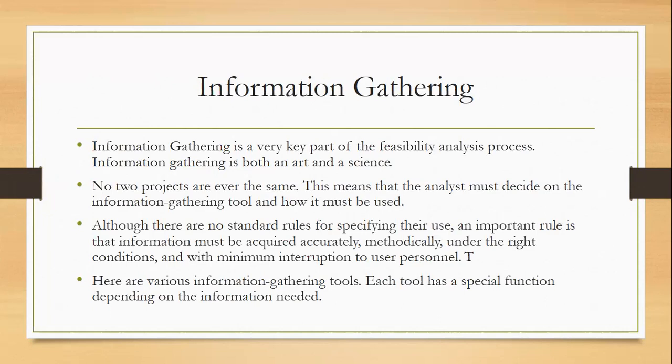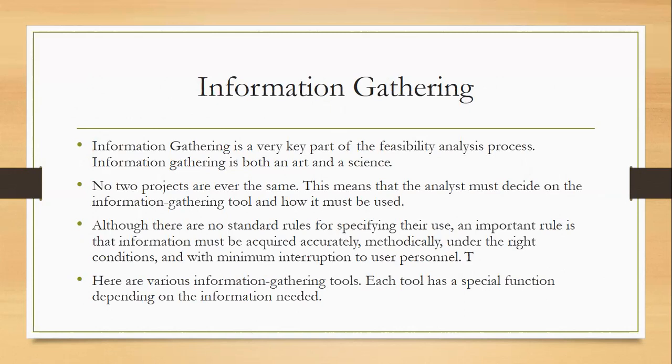No two projects are ever the same, as we all know, because if they were the same, we would not need to create a new one; the already existing one would be used. So no two projects will ever be the same. This means the analyst must decide whether an information gathering tool is used, which one will be used, and how it will be managed. Although there are no standard rules for specifying their use, as per our requirements we can modify the rules and the tools as well. So if we want to use two tools in a single project, we can also do that, because a nested project will be done.